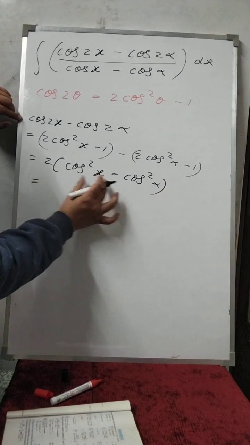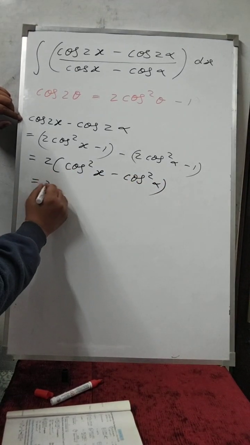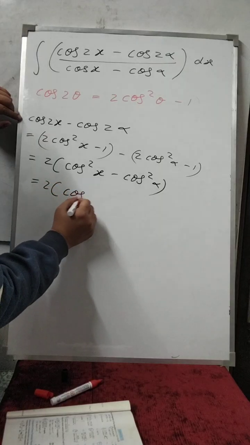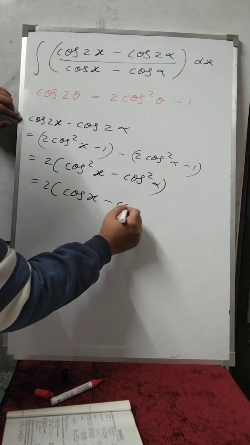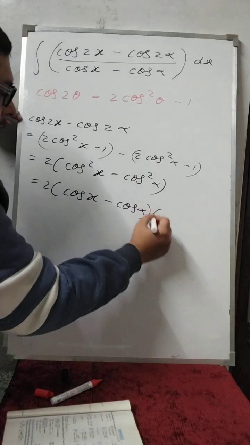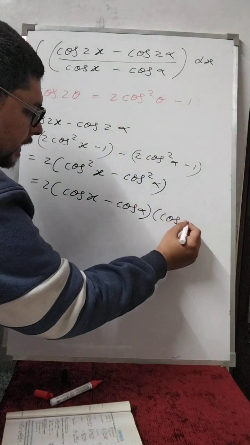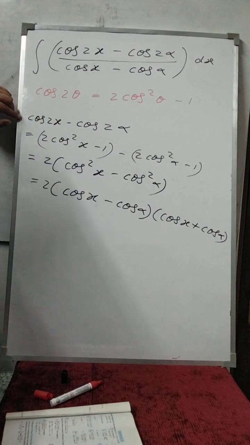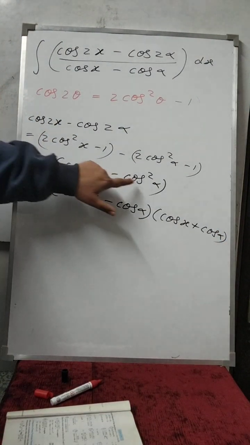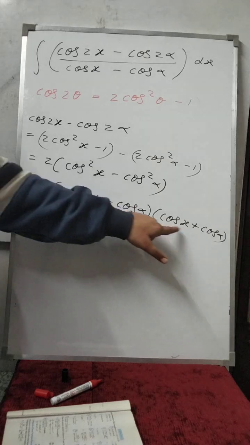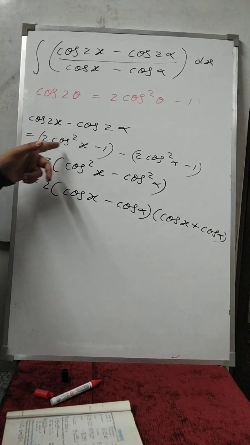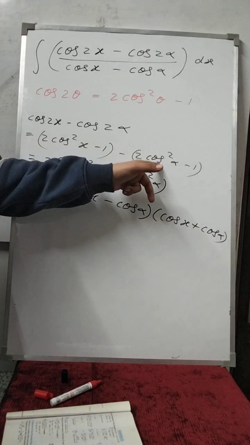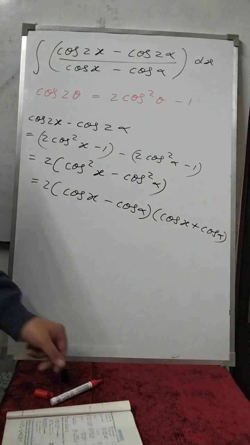So this is a square minus b square. I can write this as 2 cos x minus cos alpha into cos x plus cos alpha. Can I write it like this? A square minus b square will be a minus b into a plus b, and 2 cos square x minus 2 cos square alpha. I have taken 2 common out.